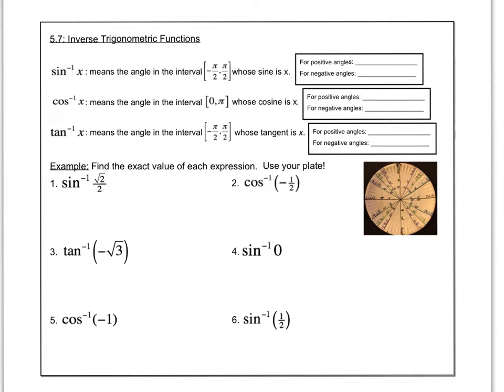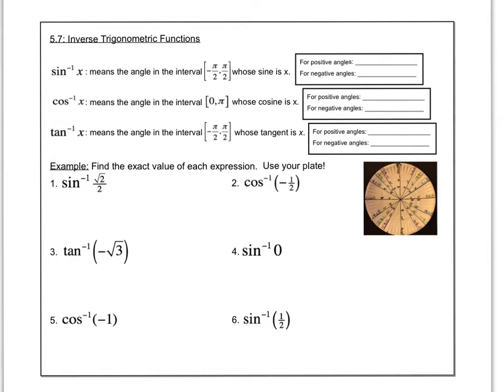So the first thing I need to talk through at the top is there's restrictions on where we can look on the plate for each of the different trig functions, based on the fact that we have to keep this in inverse. If we look at the sine graph, it goes on forever, and if we did the horizontal line test, it wouldn't pass. So we have to put restrictions on where we can look on the plate in order to keep it a function. So for sine -1, our answers have to be between -pi/2 and pi/2.